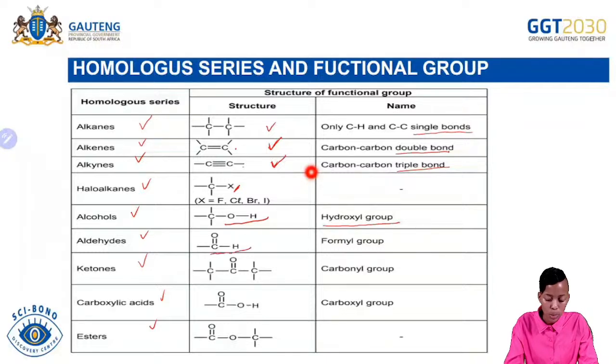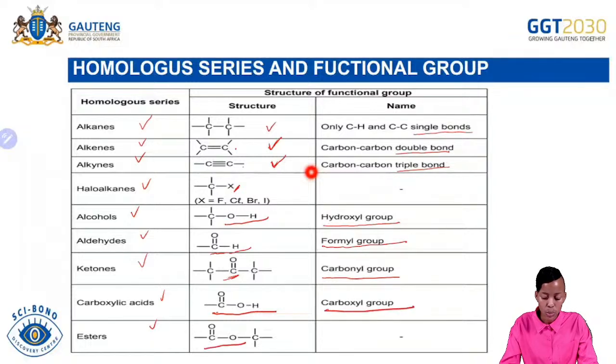Aldehydes: C double bond O H, that is your formyl group. The ketones: it's the C double bond O, and it must be in between two or more carbons, and that is your carbonyl group. Then the carboxylic acid: it's the C double bond O and OH, a carboxyl group.